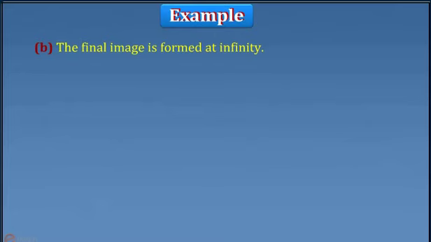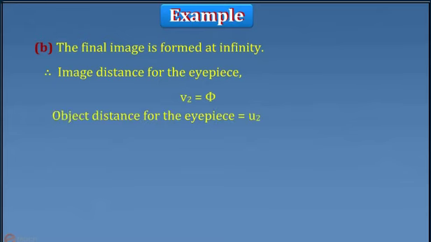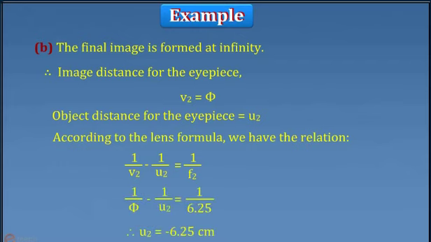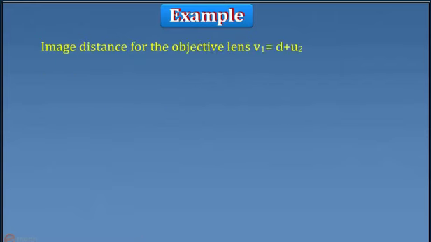Let us consider the second case, in which the final image is formed at infinity. We have image distance for the eyepiece, that is v2, at infinity. Object distance for the eyepiece is u2. According to the lens formula, we have the relation 1 by v2 minus 1 by u2 is equal to 1 by f2. Therefore, u2 is equal to minus 6.25 centimeters. Now, image distance for the objective lens v1 is equal to d plus u2, which equals 8.75 centimeters.